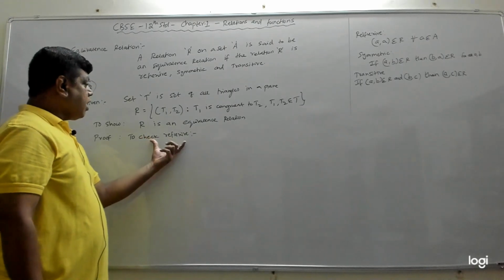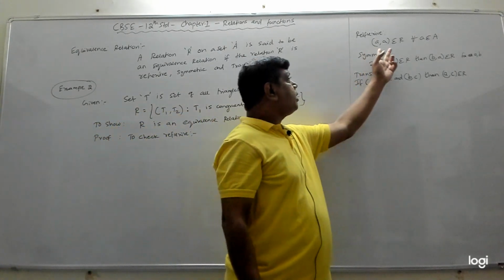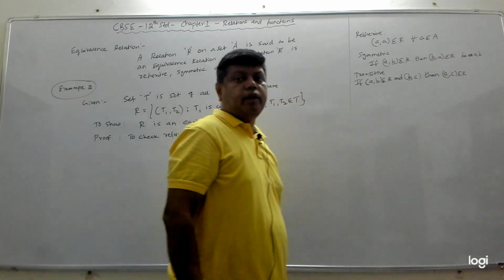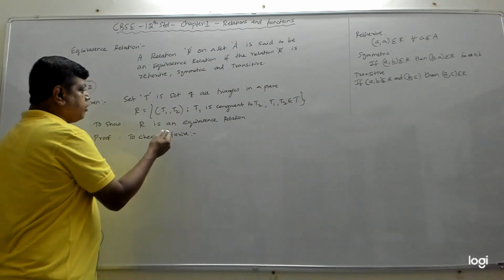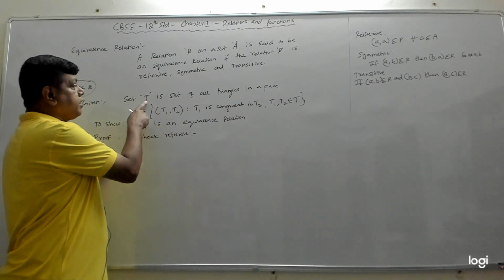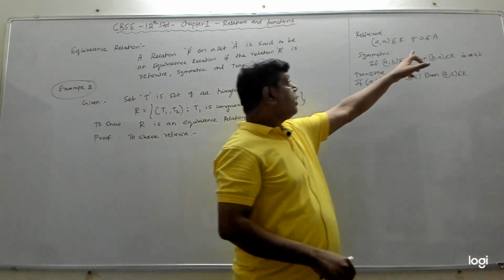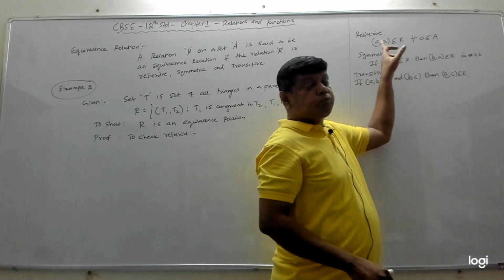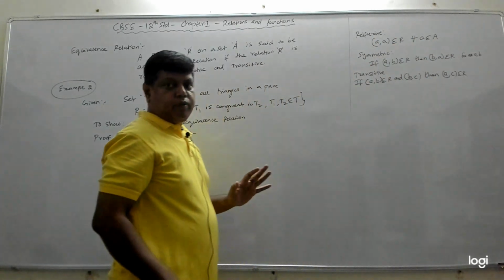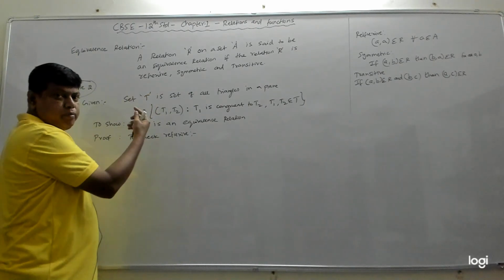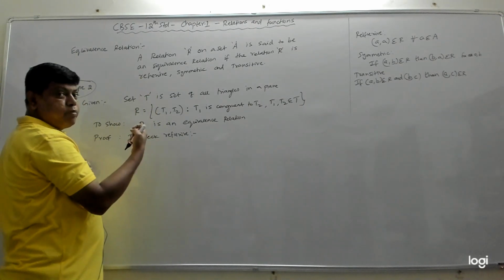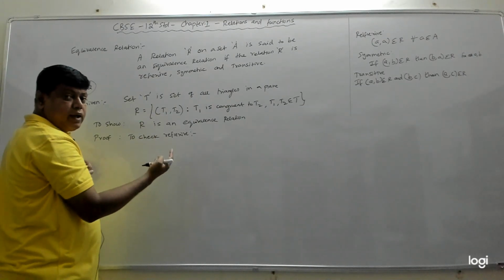Now how do we check if R is reflexive? We should prove that (A, A) belongs to R for every A in T. Which means we have to take any element from the set T. Here we have to take one triangle from T, because T is the set of all triangles. We'll take one triangle from T and prove that that triangle is related to itself.